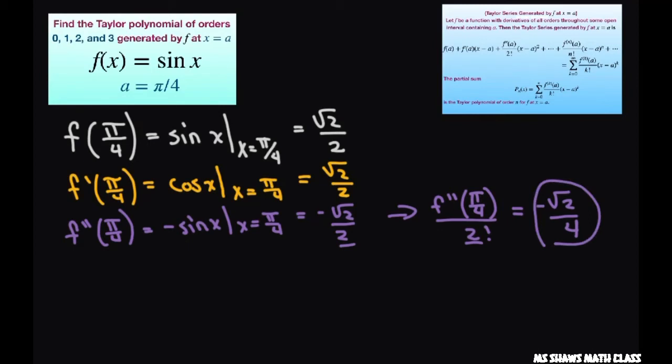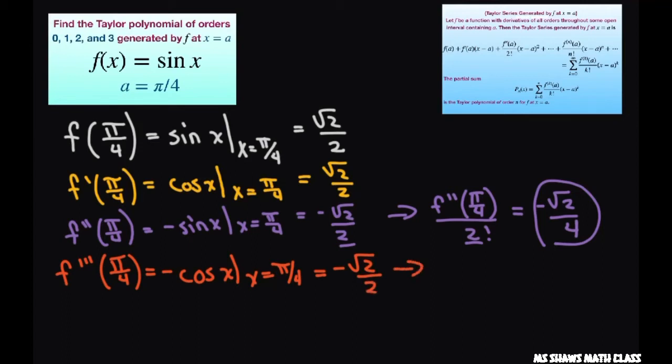Okay, next, f triple prime, or the third derivative, of pi divided by 4 equals negative cosine of x, and we're evaluating at x equals pi divided by 4, and that also equals negative square root of 2 divided by 2. Again, when we write this out, remember this is going to be f triple prime of pi divided by 4 divided by 3 factorial, which is 6. So 6 times 2 is 12. So we're really going to get negative square root of 2 divided by 12.